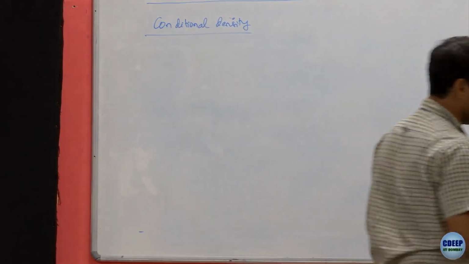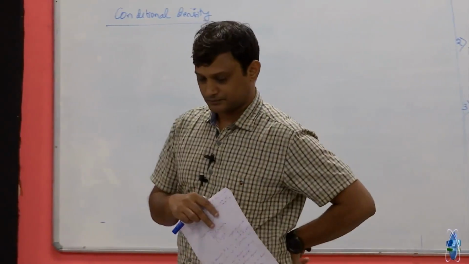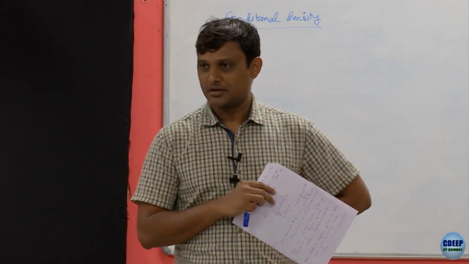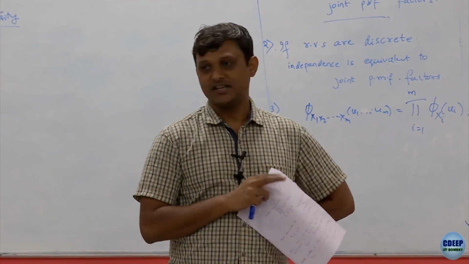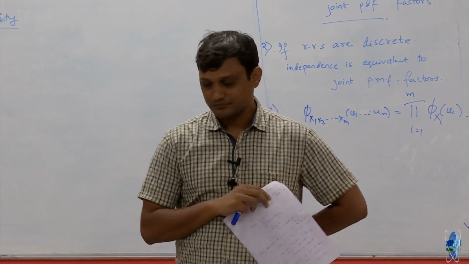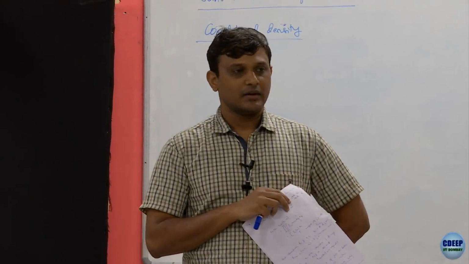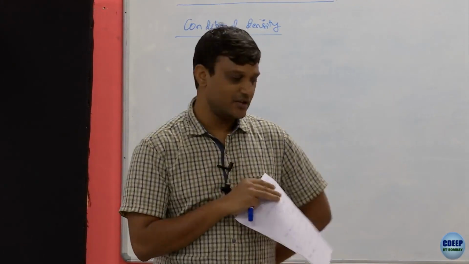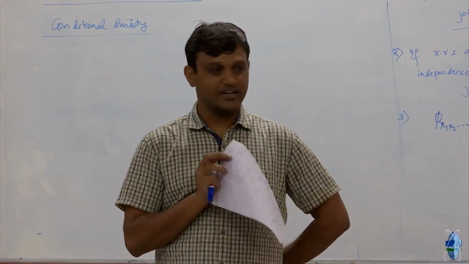For example, suppose you want to measure temperature in the afternoon and at midnight. These are, let us say, two random variables: temperature in the afternoon and at midnight. Suppose you notice that in the afternoon the temperature was pretty hot, like I'm talking about Mumbai, maybe it may not apply. So you notice that the afternoon temperature was pretty hot, close to 35 degrees or something.